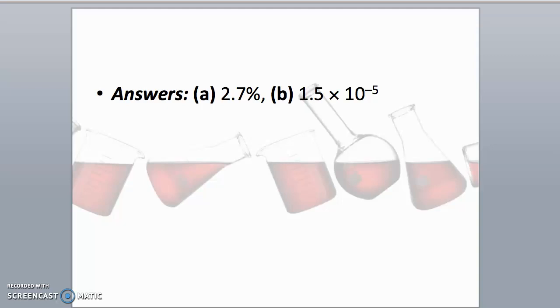In our next lecture, we'll use a method for determining whether a salt solution is acidic, basic, or neutral.